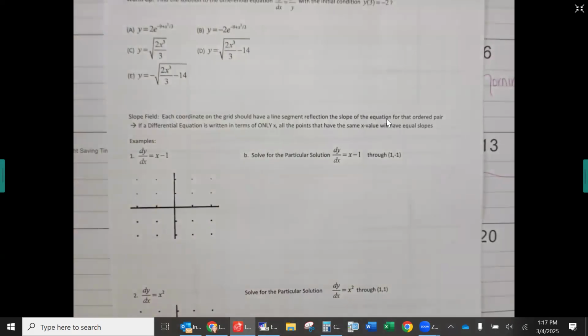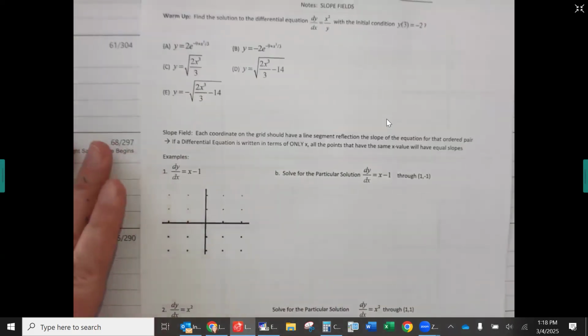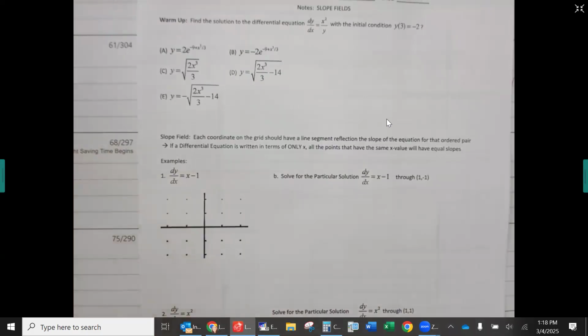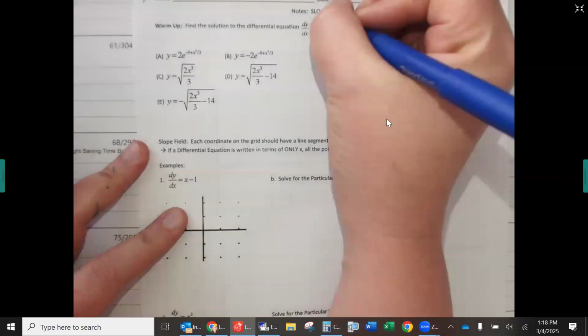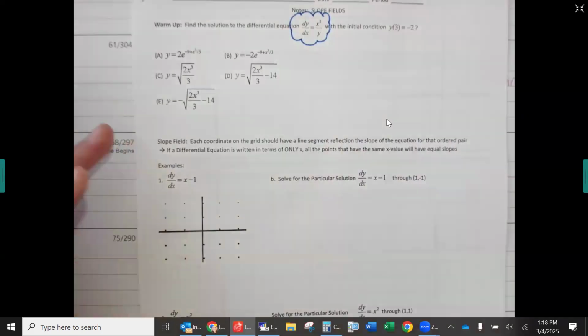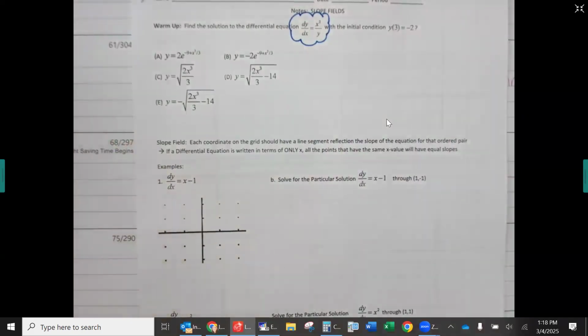Okay, at the top, we learned how to solve separable differential equations last time. What would you do first? Okay, you have your dy dx is x squared over y.